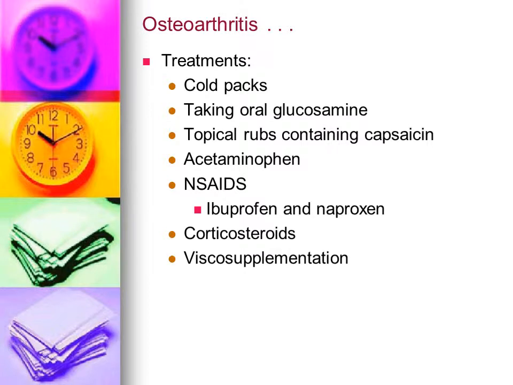Treatments for osteoarthritis include cold packs, taking oral glucosamine, topical rubs containing capsaicin, and acetaminophen. NSAIDs such as ibuprofen and naproxen are effective or even more effective, but because of the gastrointestinal bleeding, it's not highly recommended for these clients to stay on ibuprofen or naproxen for very long.